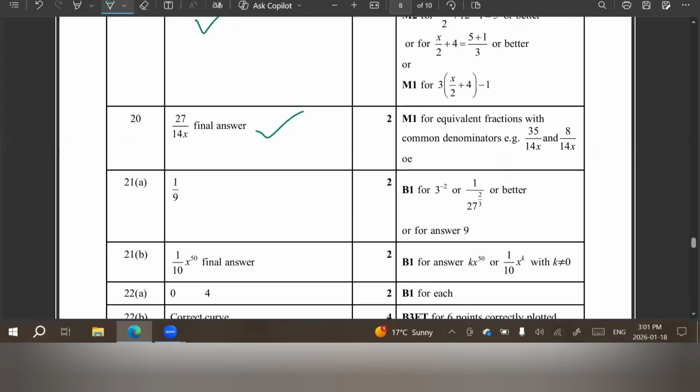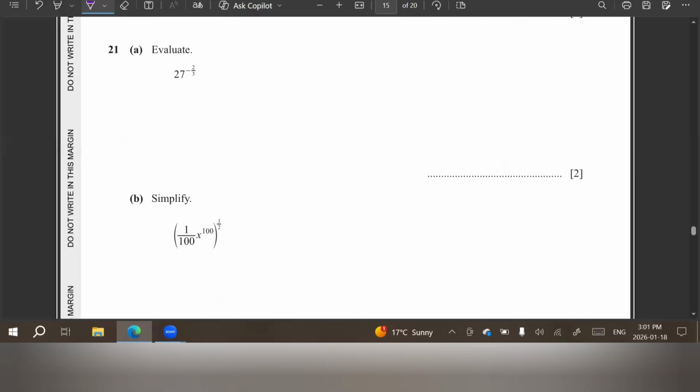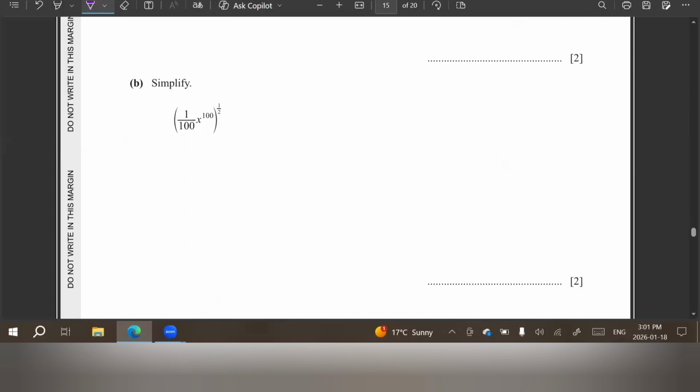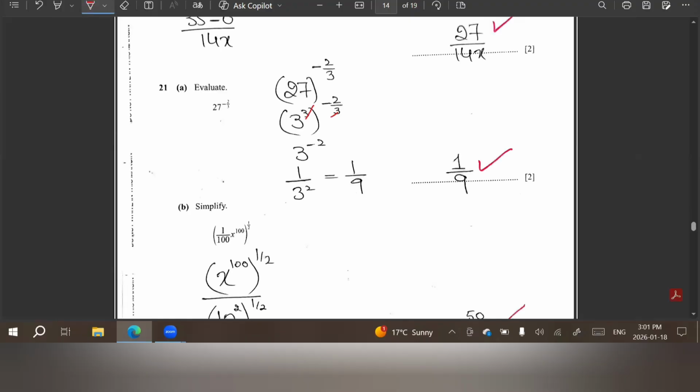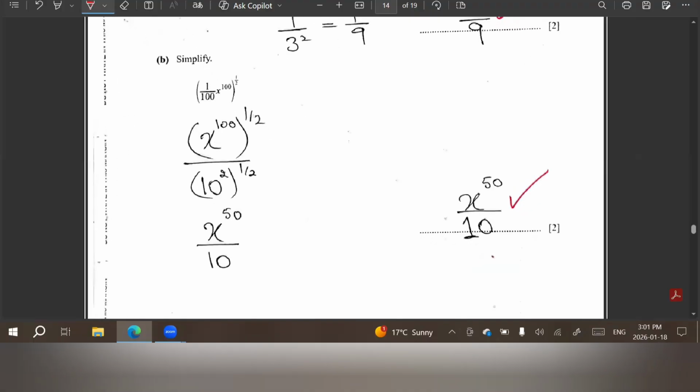Okay. Now we are going to the B part. In the B part, question number 22, B part, he says we have a bracket, and inside the bracket we have 1 by 100 into x raised to power 100, and the whole thing raised to power 1 by 2. 100 can be written as 10 square, and then we can solve it. So you have x raised to power 100 divided by 10 square. You can give this 1 by 2 power to both of them.